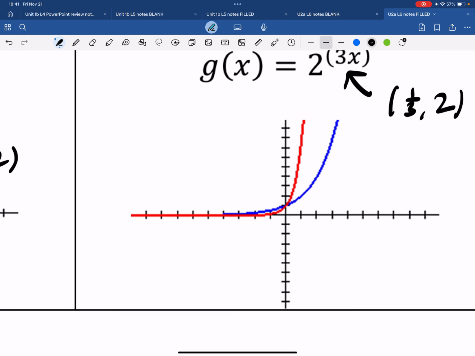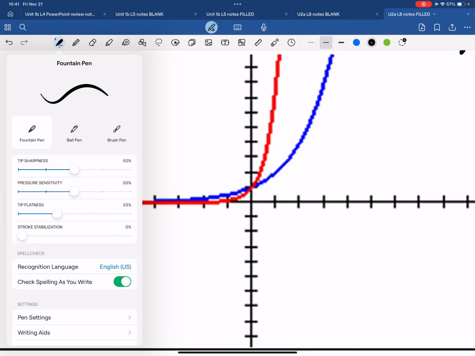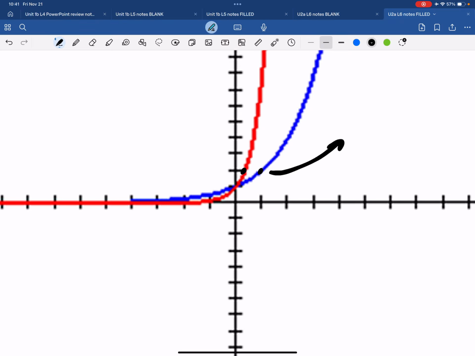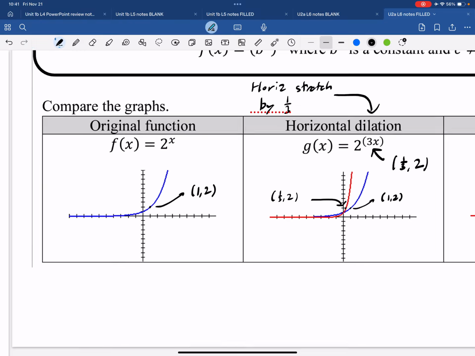Because we started with 1, 2, and now we've multiplied the x value by 1 over 3. Okay, so hopefully that makes sense. So this one here was our original point, 1, 2, and now this new point is 1 over 3, 2. Okay? So that's one way to think about it.